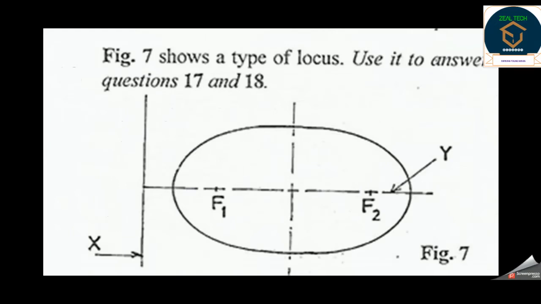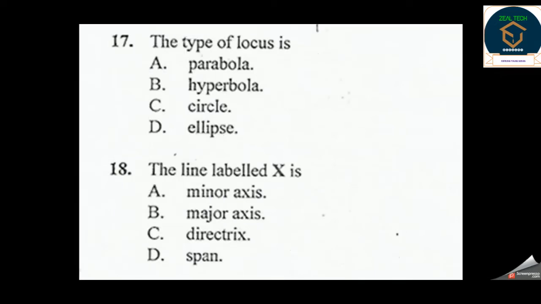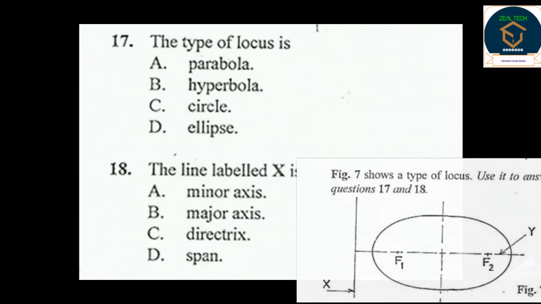Question number 17. This diagram, figure 17, is to be used to answer questions 18 and 19. So let us now look at these questions and answer them. Use the diagram above at the top right corner of this particular question to answer this. Look at what we have here. Question 17, type of locus is nothing but an ellipse. The correct answer here is D.